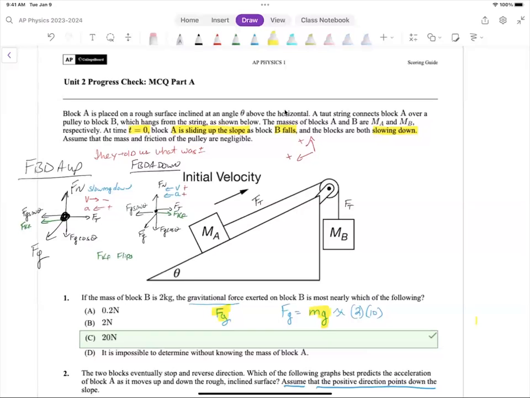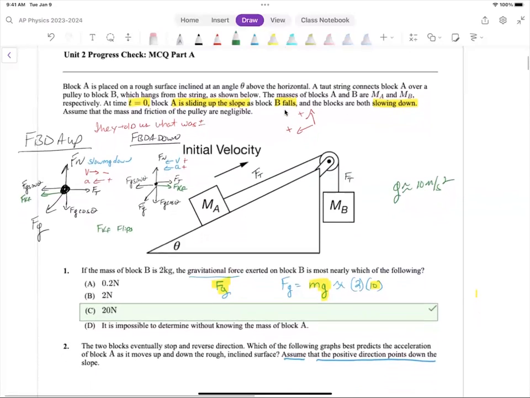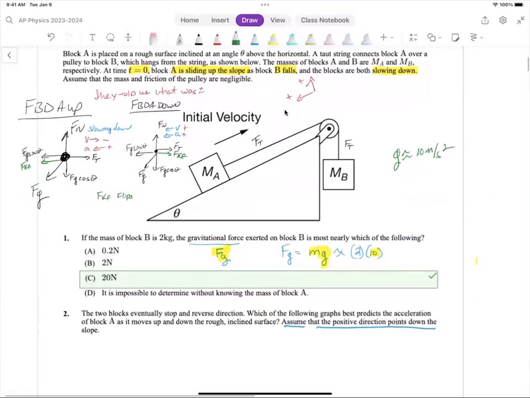Mg. Now, we haven't talked about this yet, but it says most nearly. In all of the AP problems on the exam, I want you to use 10 for little g. Little g is approximately 10 meters per second squared. Makes the math easy. Most of these math problems you can do without a calculator. 2 times 10 is 20. Answer is C. Pretty straightforward. Didn't have to do any work. I could have done that in my head. No calculator necessary.